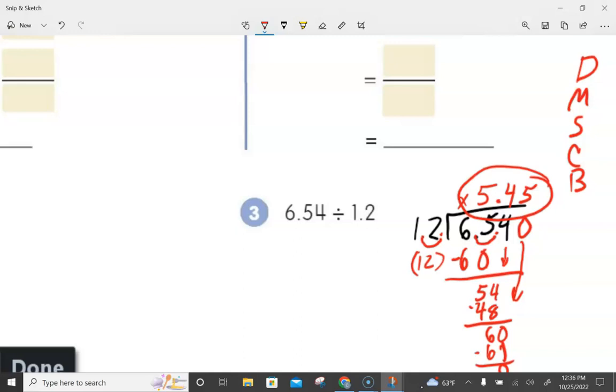So just remember, whenever you're dividing with decimals, you can never have a remainder. It's really important to understand. So this concludes the video on dividing decimals fluently. If you have any questions about this concept, please come and see me.